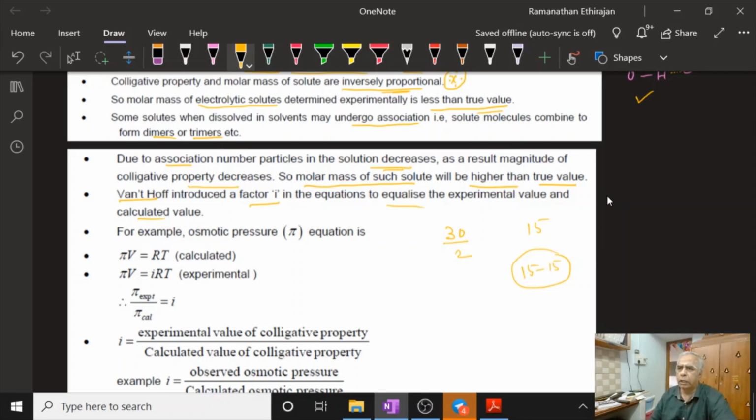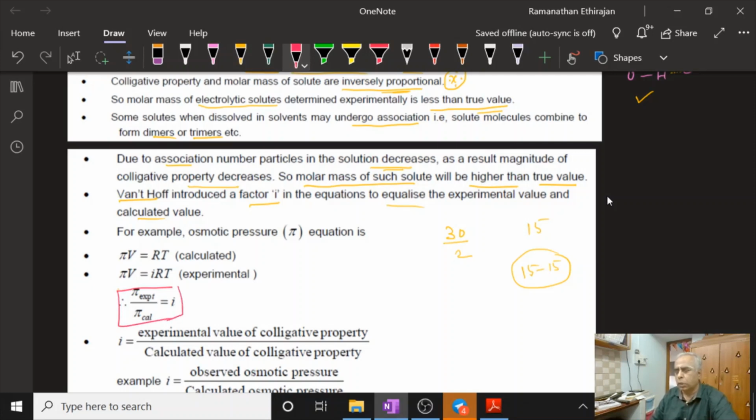πV is equal to nRT. So this is the osmotic pressure. This is the equation for the increase in osmotic pressure. But we have to introduce the i factor here. So what is i? The Van't Hoff factor, which is nothing but the ratio between the experimental colligative property and the theoretical colligative property, I mean the calculated colligative property.